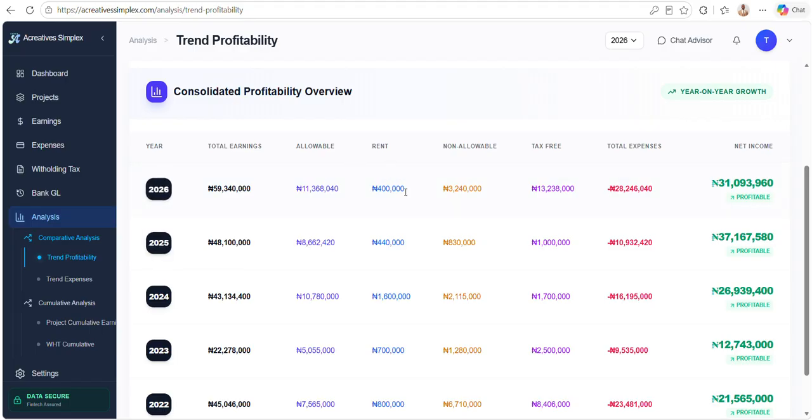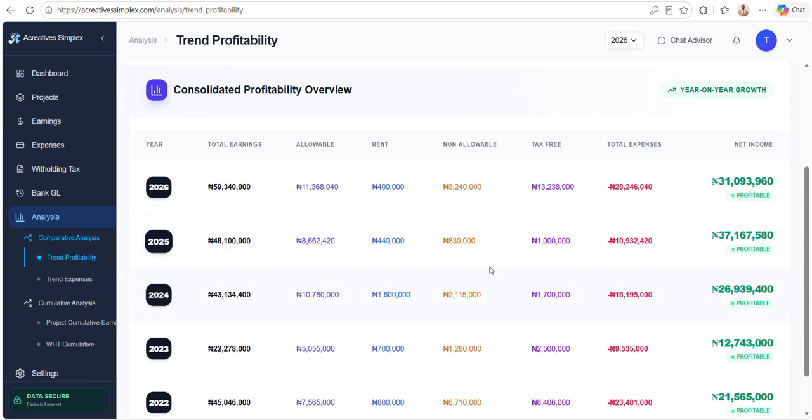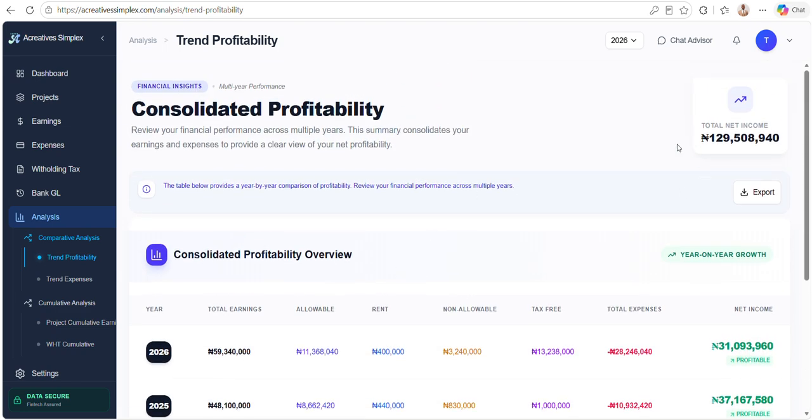Also, we can compare our liable expense, rent, and the rest. And we can also compare our net income, which is our accounting profit. Look at this, you see, we made more profit in 2025. We made lesser profit in 2026. And like that, that is our comparative analysis for all of the years. And our total net income is 129.